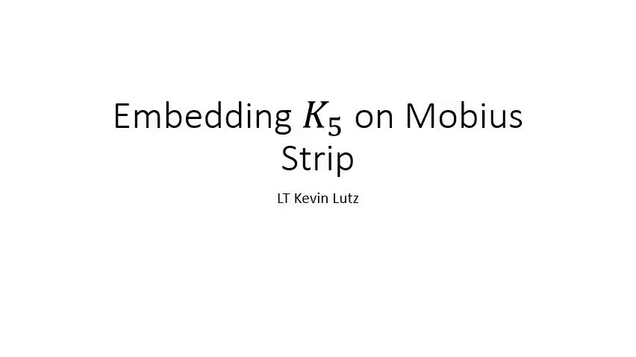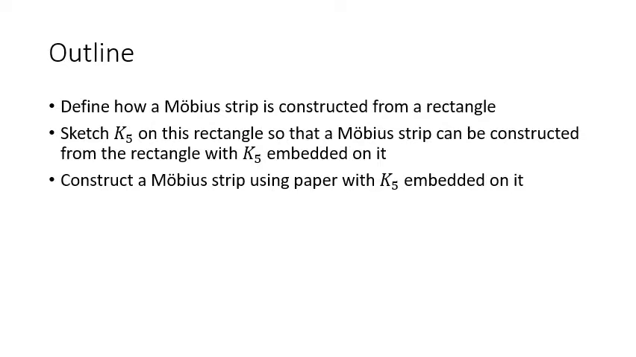So in this example, we're going to be able to build the Mobius strip from a piece of paper, and that way we have a visual aid to see how the graph K5 is embedded on the Mobius strip. So the first step in this presentation is we'll define how the Mobius strip is constructed from a rectangle. From there, we're going to sketch the graph K5 on this rectangle so that we can build a Mobius strip from a piece of paper. And then finally, we're going to build the Mobius strip using paper and tape.